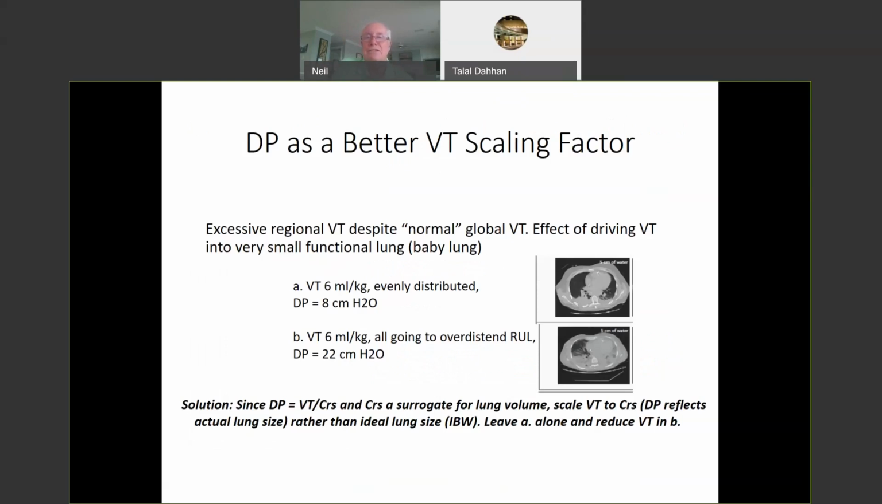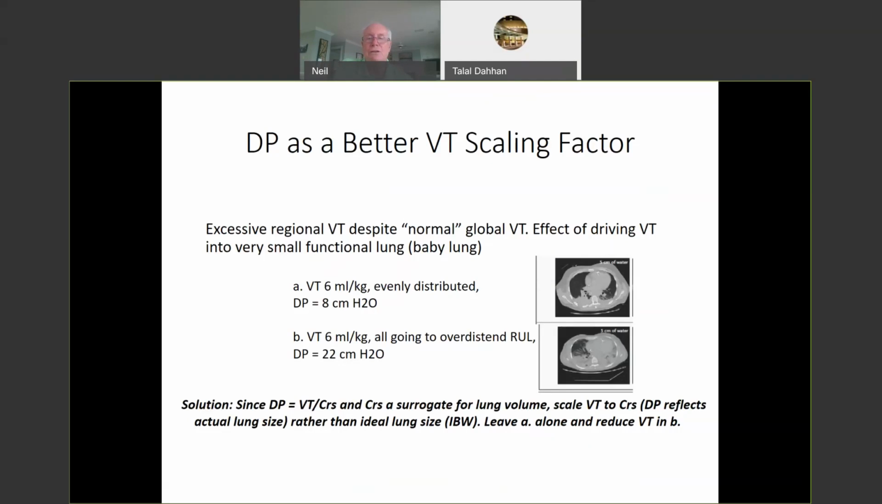So again, I go back to the examples I showed you before. Here we're giving example A, 6 mLs per kilo, evenly distributed. The driving pressure in this example would be only 8 centimeters of water. In contrast, where we have a much smaller baby lung, 6 mLs per kilo will overdistend that healthier region up there, and this will create a driving pressure of 22 centimeters of water. So again, what am I suggesting here? Driving pressure is tidal volume divided by compliance.